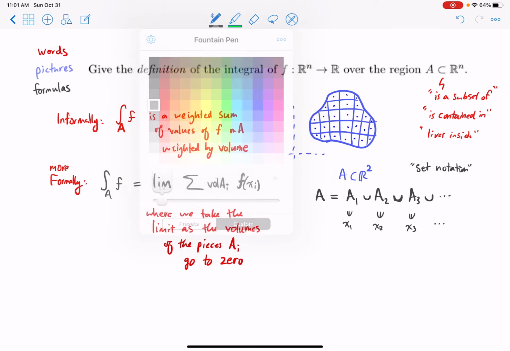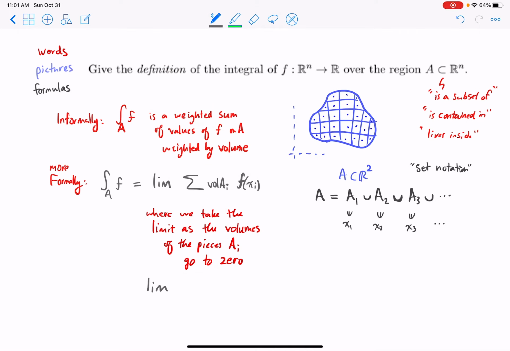Okay. So another way to do this, you could write lim as the maximum of the volume of Ai goes to 0. So this is our limit. So I just sort of describe what the limit is doing, shorter than these words. And then you could write of this sum, the volumes of the pieces is the weight that's multiplied by the value of the function. Okay. So this is the definition of the integral.